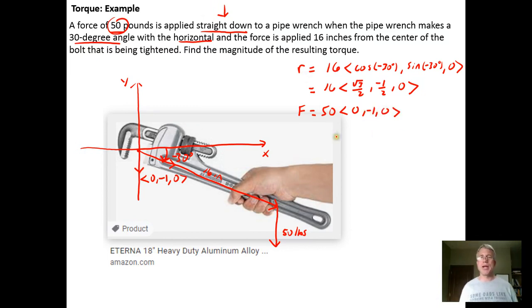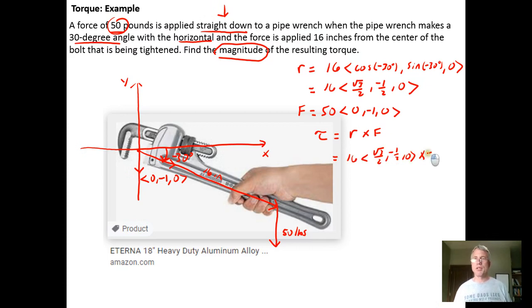So now I have my two vectors, and then I want to remember the torque calculation. Torque, tau, is equal to r cross f. So if I calculate the torque to find the magnitude of the torque, I would just find the length of the vector r cross f. So if we do this cross product, what we recognize is we're taking the cross product of 16 times root 3 over 2, negative 1/2, and 0. We're crossing that with the vector 50 times 0, negative 1, 0.